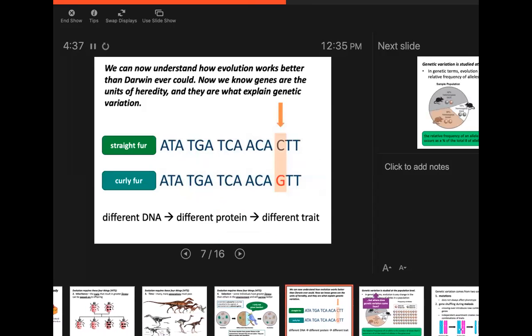So now that we know the 4 things that evolution requires, we can now understand how evolution works better than Darwin ever could. We know genes are the units of heredity. We talked about this in our genetics unit, okay? And they are what explain genetic variation. So in the end, if there's different DNA, it's going to code for a different protein, and therefore lead to a different trait.